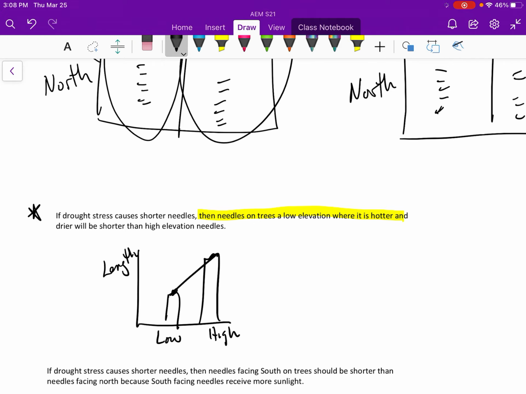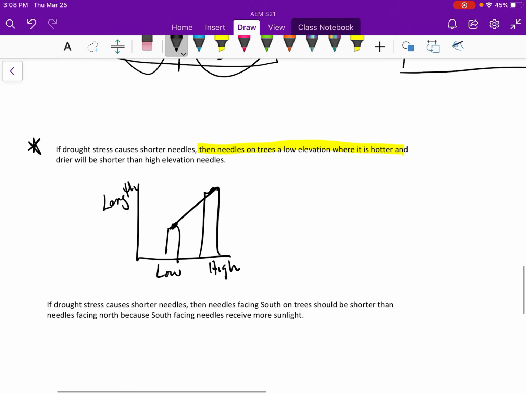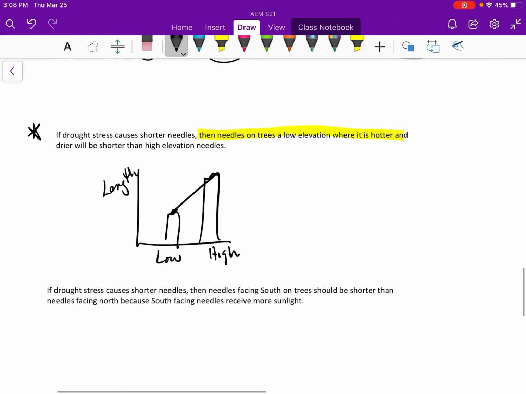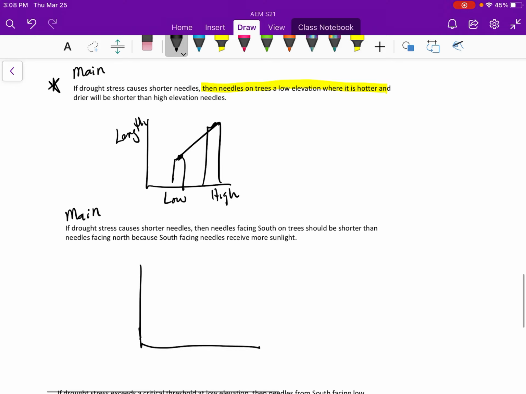That's the relationship. The next one, and it's key here that I'm thinking that this whole system is based on this drought stress idea, which could be wrong. And it's okay. If it's wrong, I think the data is going to tell us. The next one would be, this is a main effect, right? And this is a main effect down here. If drought stress causes shorter needles, the needles facing south on trees should be shorter than needles facing north because south-facing needles receive more sunlight. Okay, pretty straightforward. I can draw that graph too. All right, it looks very much the same. South, north, length.